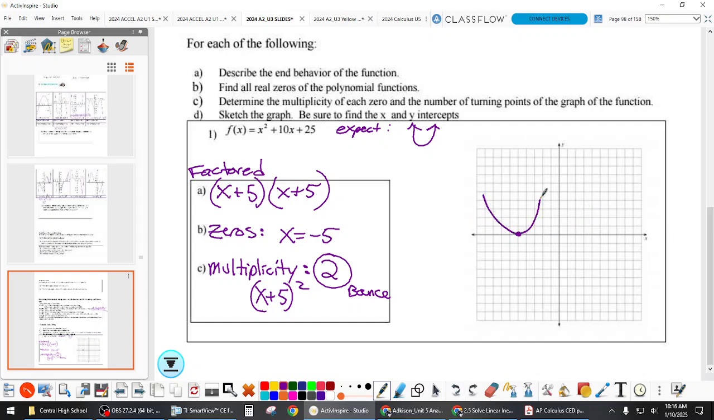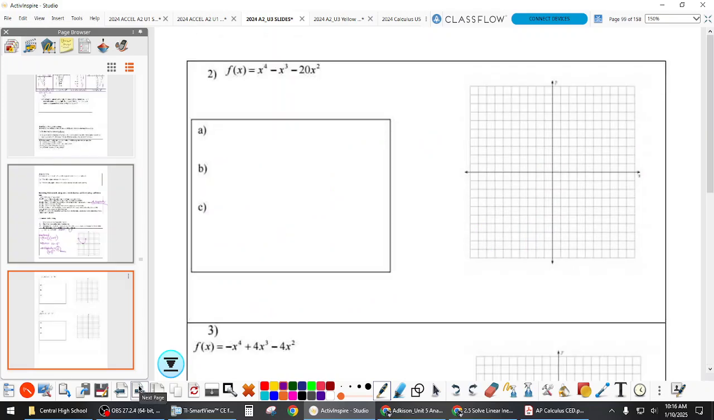But in terms of this paper, I'm looking for, do you know the zeros, do you know the multiplicity, and how it affects the graph? So we're good. Okay? Any questions on that one? Okay, let's go to the next one.